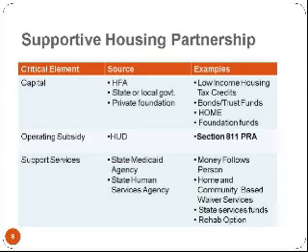That's what the operating subsidy is. And then the third part, the third leg of the stool, is supportive services. I'm going to take a minute and move through this chart and look at what the programs are that pay for these different legs of the stool.